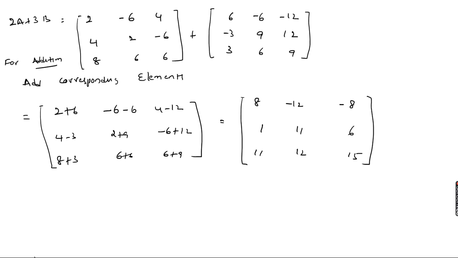And next one is, for getting that, A is equal to [2 0 1; 2 1 3; 1 -1 0]. Find A squared.